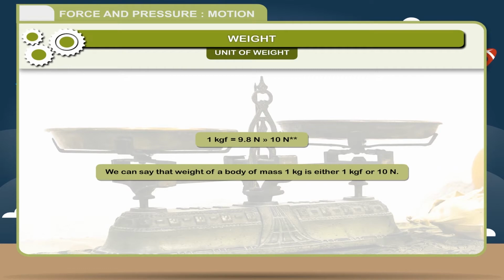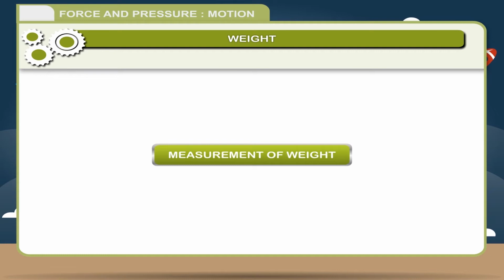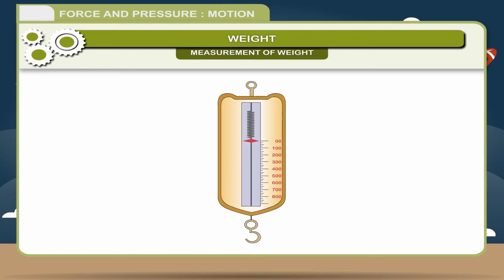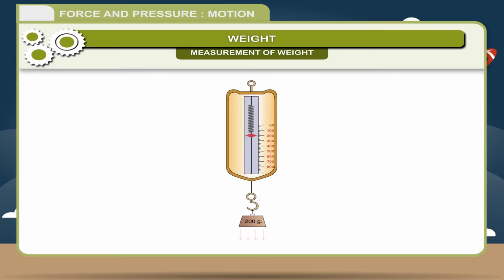We can say that the weight of a body of mass 1 kilogram is either 1 kilogram force or 10 Newton. Measurement of weight: weight can be measured by using a device called a spring balance, because the extension in the spring depends on the force with which it is pulled downward by the earth. Thus, it is the gravitational force acting on the object which operates the spring balance and not its mass. Let us discuss it in detail.